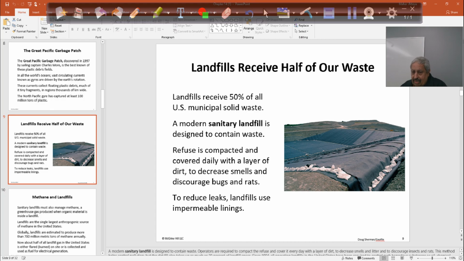To reduce leaks, landfills use impermeable lining. They use a sort of plastic cover. You can see it's not allowing any liquid going through, because some of the waste we dump is not only solid, but comes in a liquid form and can seep into the soil, which affects the tap water quality.